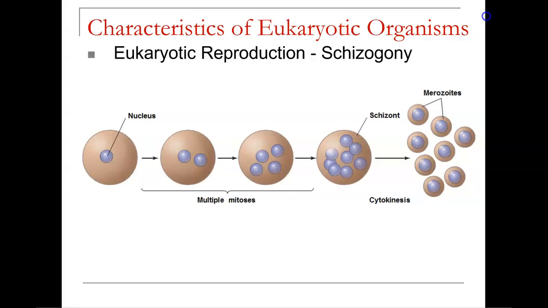Schizogony is going to be asexual reproduction in which multiple mitoses are going to occur, forming many daughter cells. It produces a multinucleated schizont. This occurs in some protozoan species like Plasmodium.